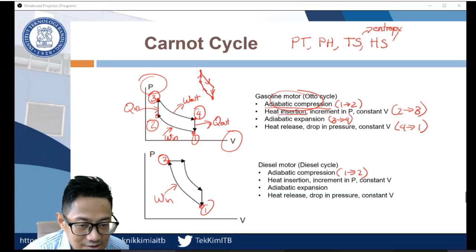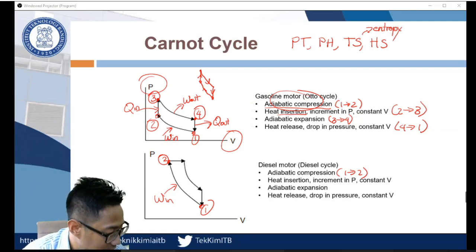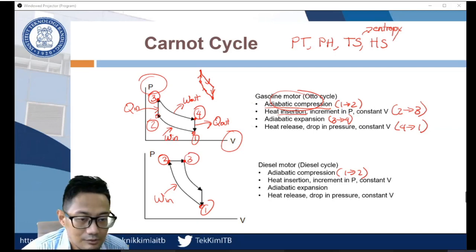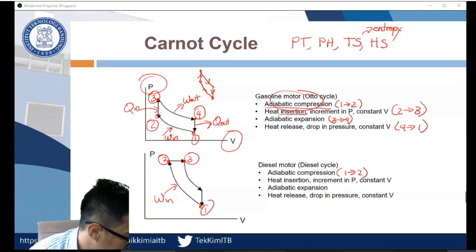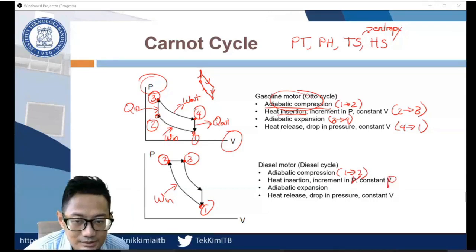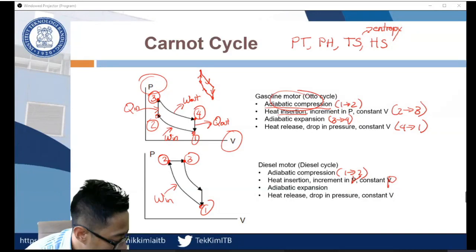Now, there is a mistake in this sentence. Heat insertion, increment in pressure. If you check from the diagram, what is the status? Constant volume or constant pressure? Constant pressure. Good. So this should be replaced like this. And the status is heat in.